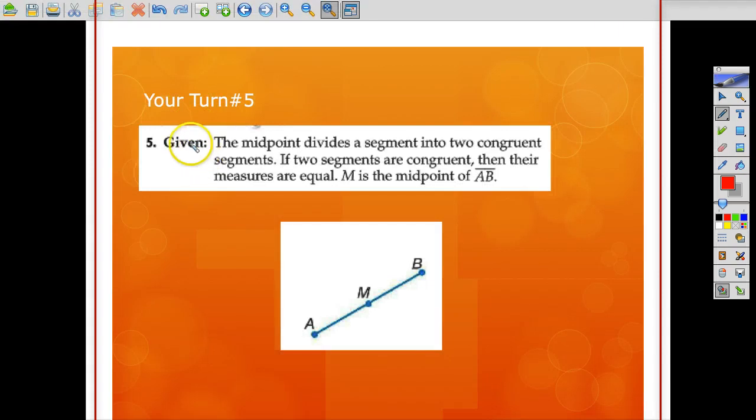All right, here is your turn, number 5. Go ahead and do number 5 and come back when you're done. This is the last one, and when you're done, you are done.